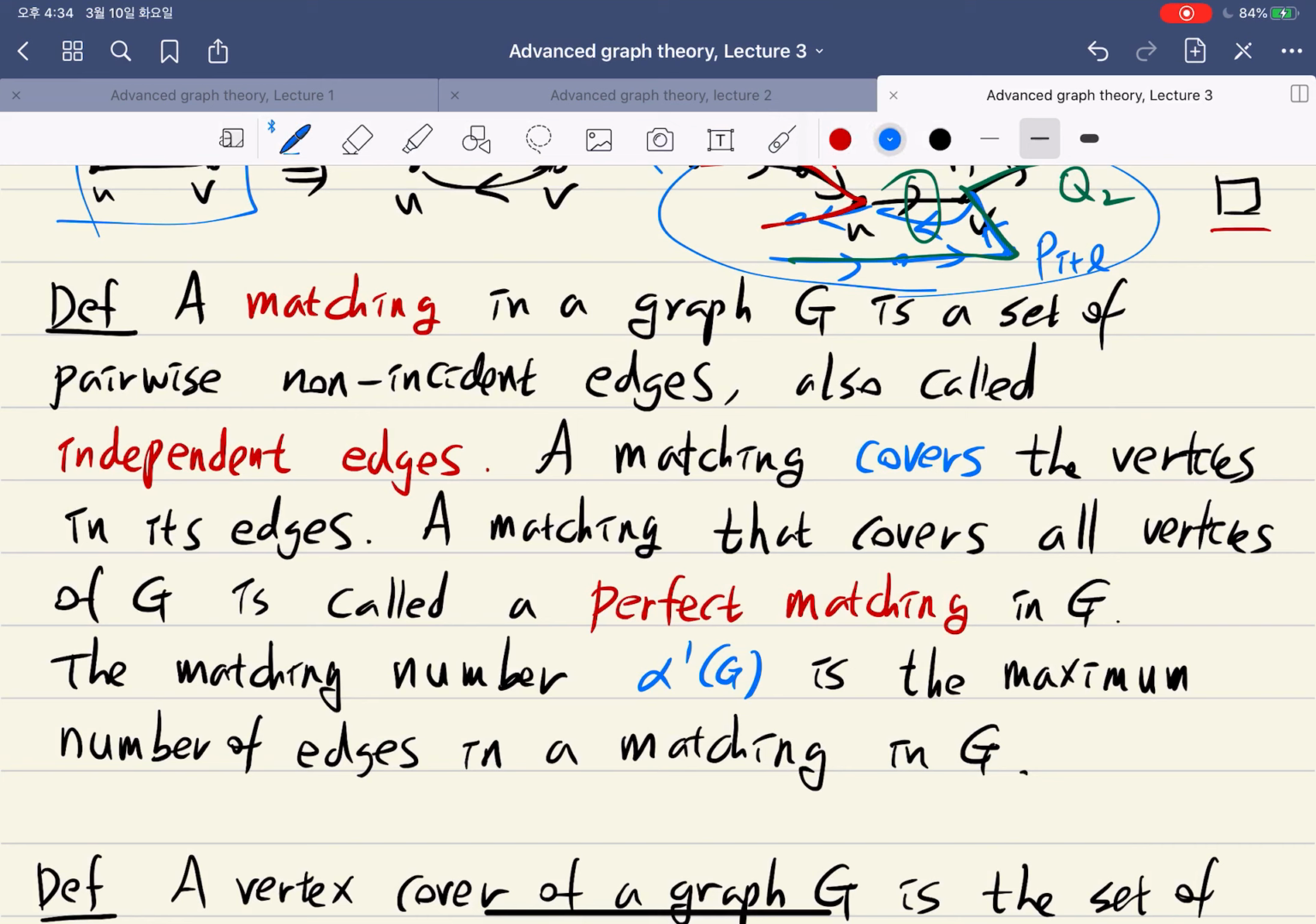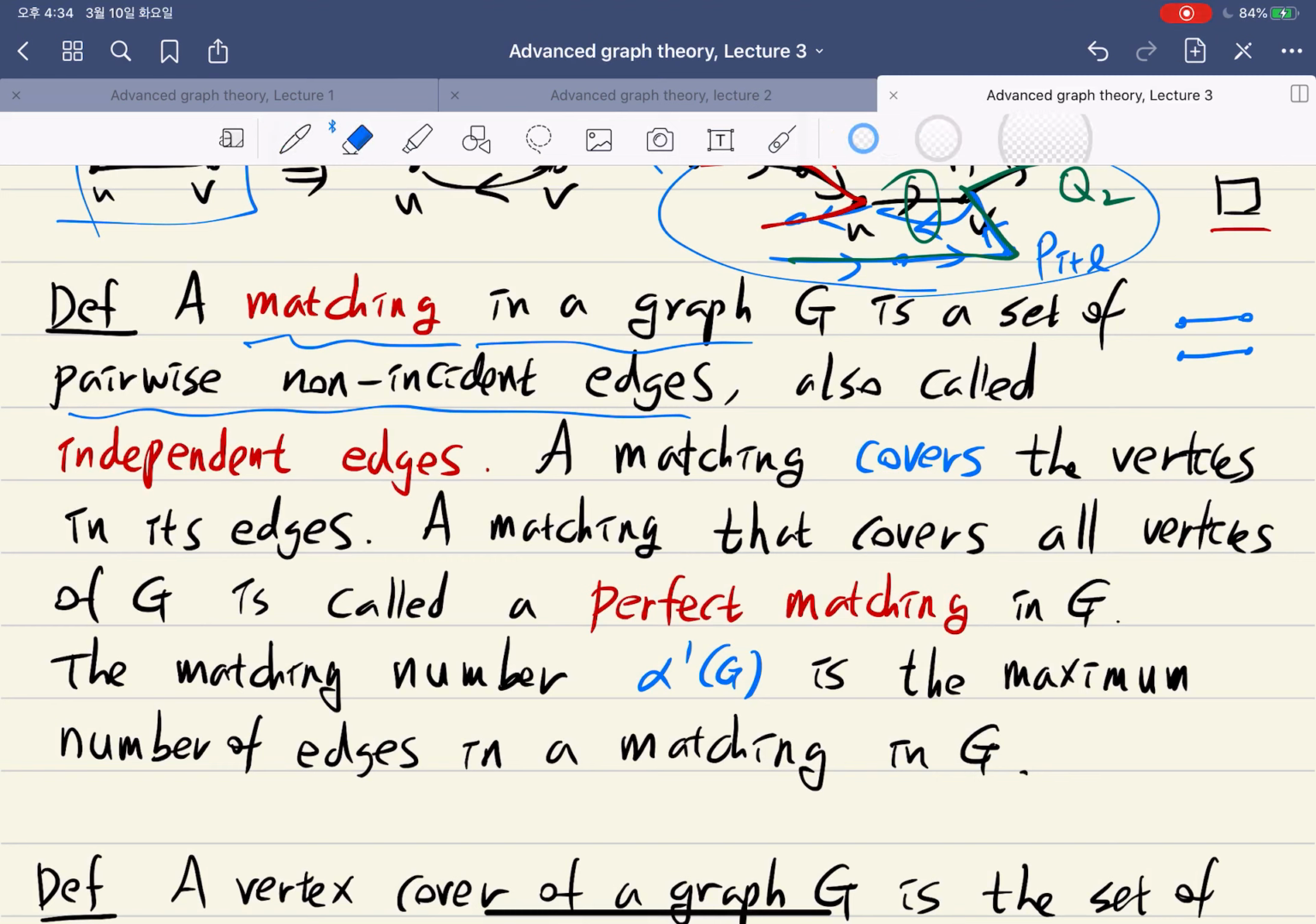A matching in a graph G is a set of pairwise non-incident edges. So we have these several edges, then this is a matching. But this is not a matching because this edge and this edge are incident. They share a vertex. So they are not a matching. And it is also called independent edges.